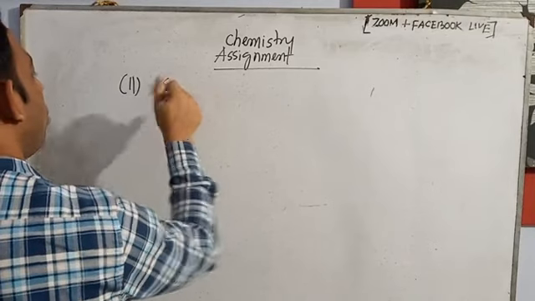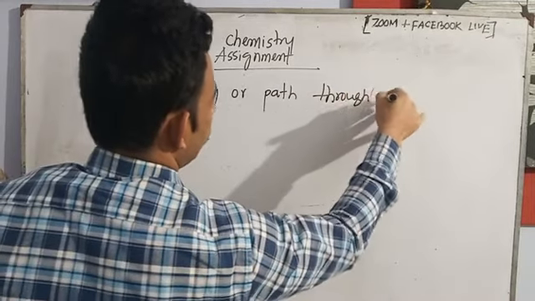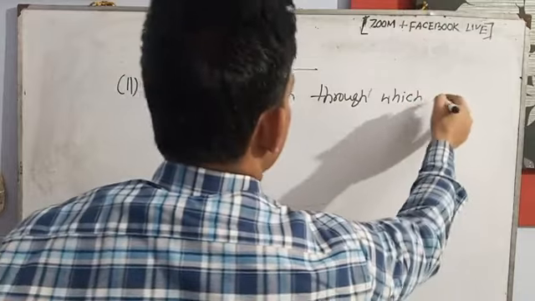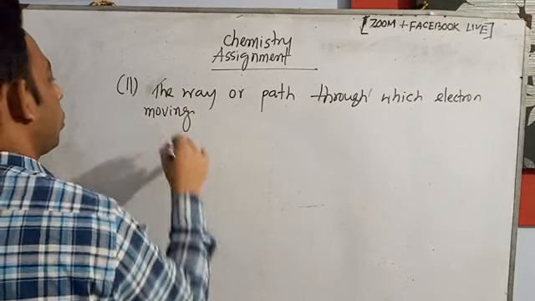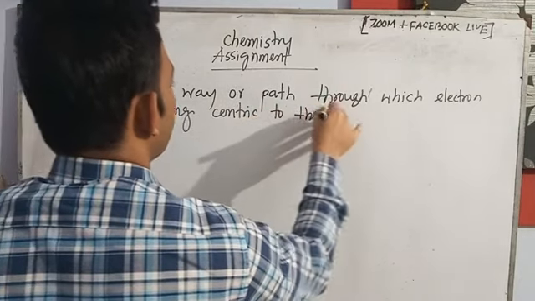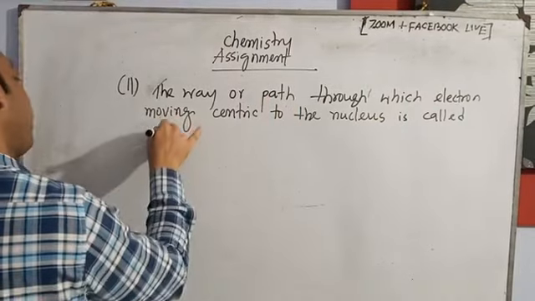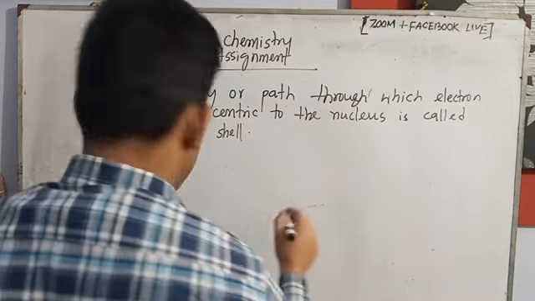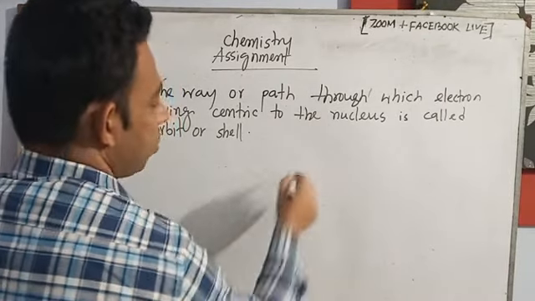The way or path through which the electron is moving centric to the nucleus is called an orbit or shell. We just try to give it a simple definition. We know about that because in the center there is a nucleus. There is a nucleus, and this is the shell.